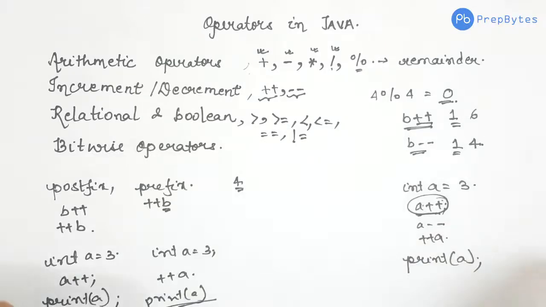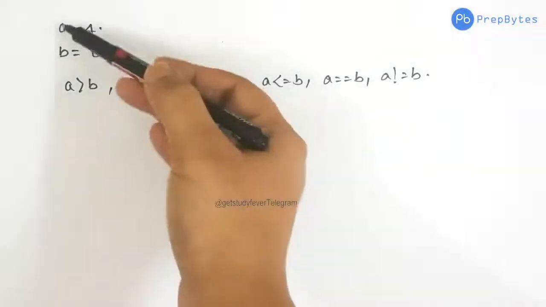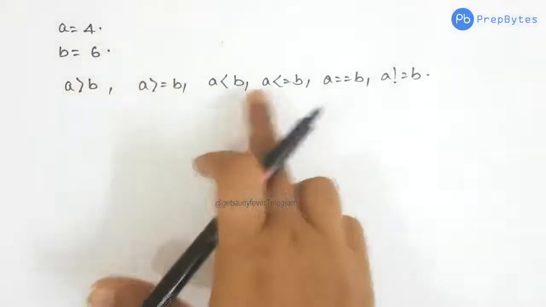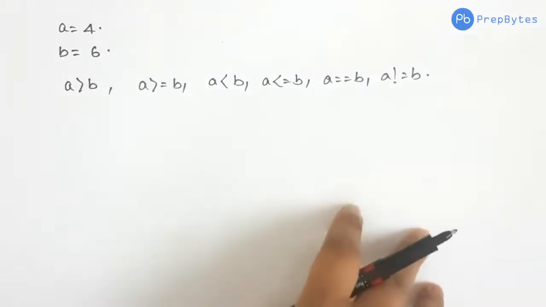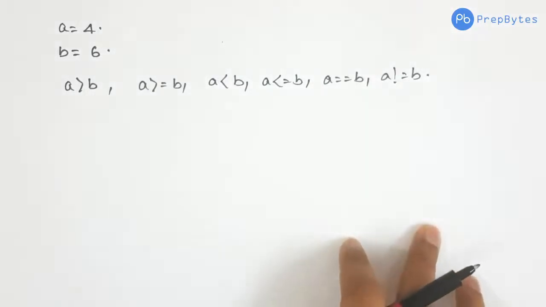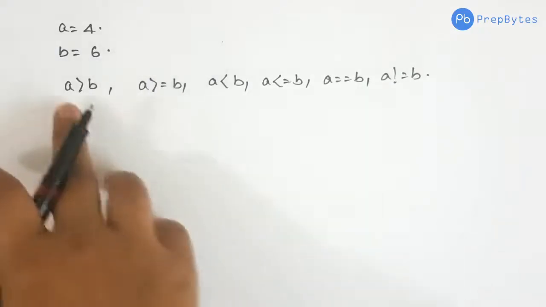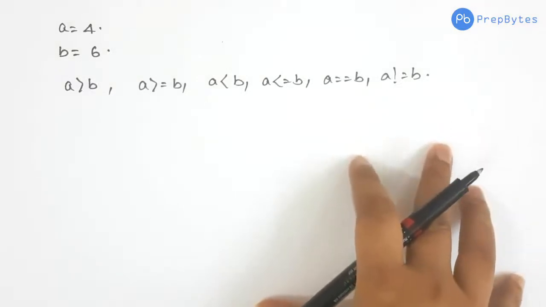So let's see a few examples. Here we have taken two variables a and b, and initialized them as 4 and 6. Here we have applied all the relational operators. The result of these relational operators is a boolean. Boolean, we have seen, gives only two values, true or false, depending upon whether the relational operator is giving the true value or the false value.